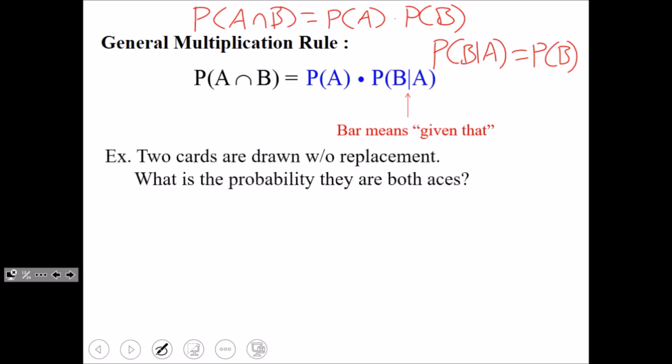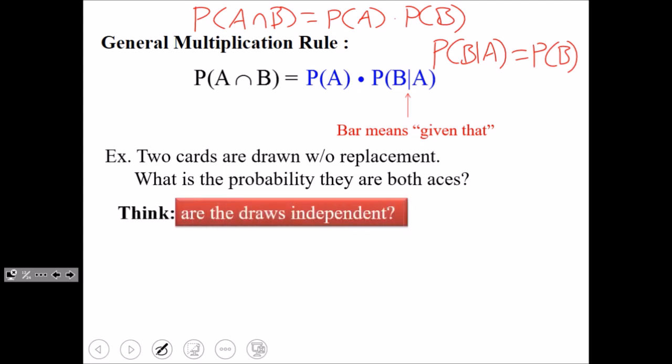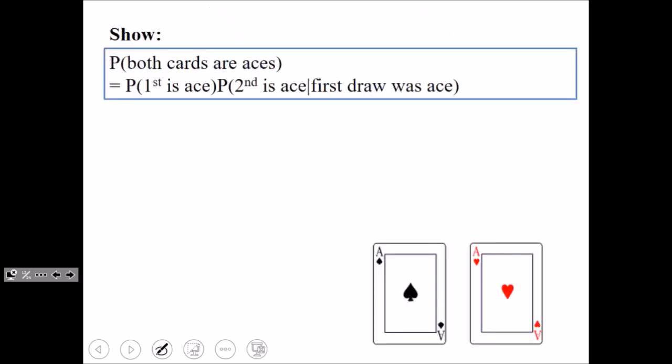So let's say I draw 2 cards without replacement. What's the chance that both of them are aces? First thing is, are the draws independent? Well, I'm drawing without replacement. So I have a deck of cards, pull one out, set it to the side and draw another card. That second card is going to be different based on the first card. The probability of getting certain types of cards is going to change. So no, I have to use the general multiplication rule. So let's see how I do that.